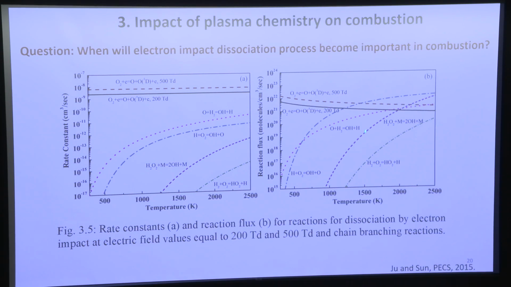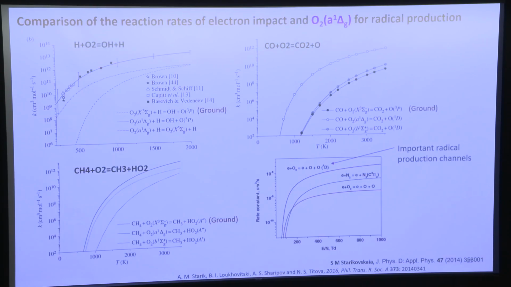But at low temperature, if you look at the peroxy dissociation or chain initiation reactions, they are much, much slower compared to plasma. So plasma can dramatically enhance the low temperature and also the intermediate temperature reaction rate, just from the diagram.